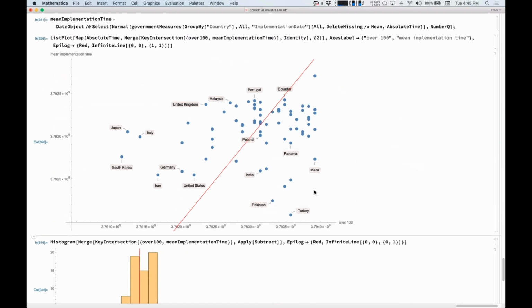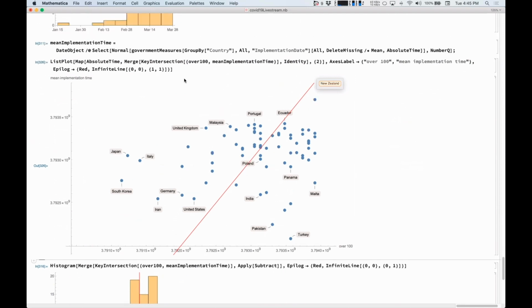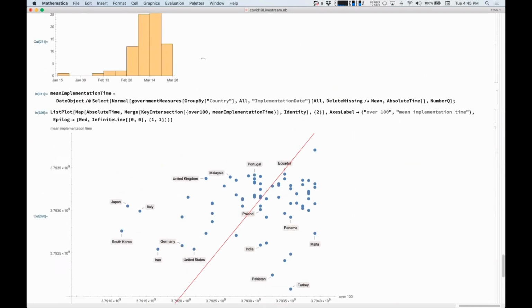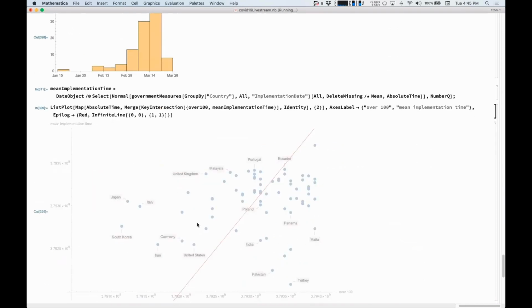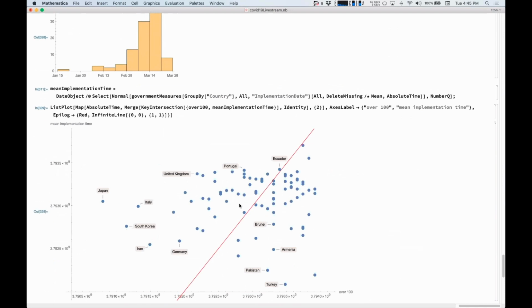So Turkey implemented things early, and what's the country at the very top of mean implementation time? Oh, that's very recent. So they only implemented very recently, but they still don't have that many cases. Another interesting thing: if we change this over 100 to some other number, like 50, does this change, or does this move the line? It'll certainly move the line.